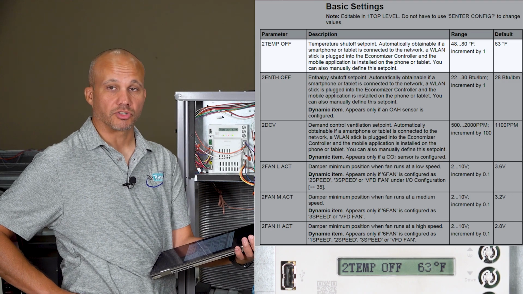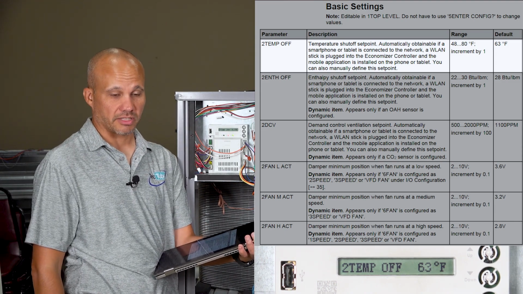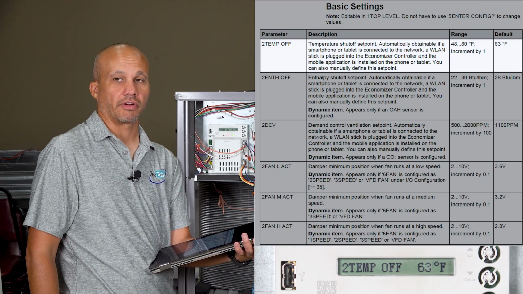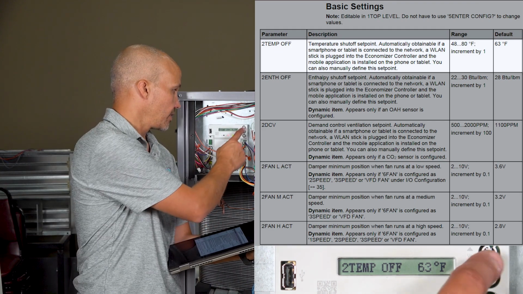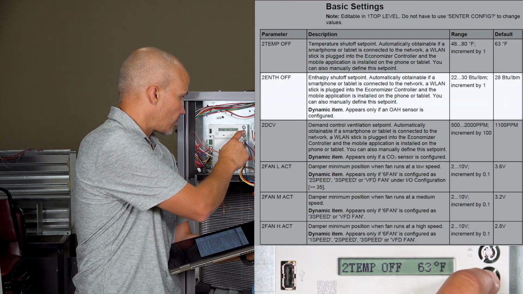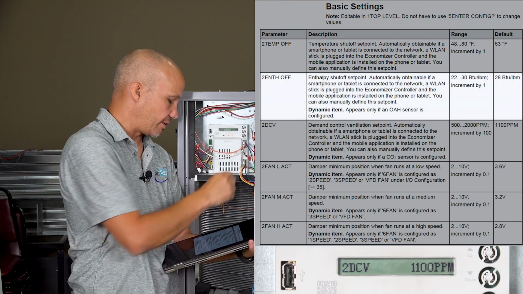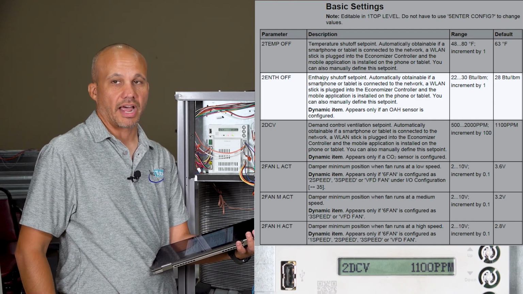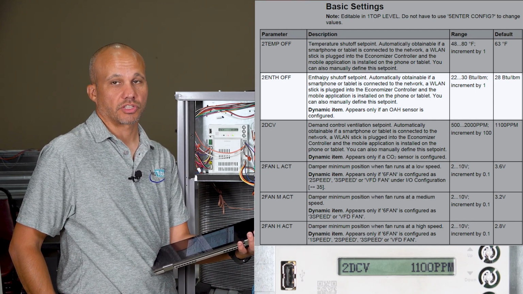But it will cause problem jobs for all the reasons we mentioned in prior videos with you guys. So I would keep it at 63. If you want to follow code, I suggest you go the enthalpy route and don't use a dry bulb sensor. So I scroll down here. I don't have enthalpy on this one wired in, but if I did have enthalpy wired in, I could set that number. The code required number is 28 BTUs. So that's what you would set that for.